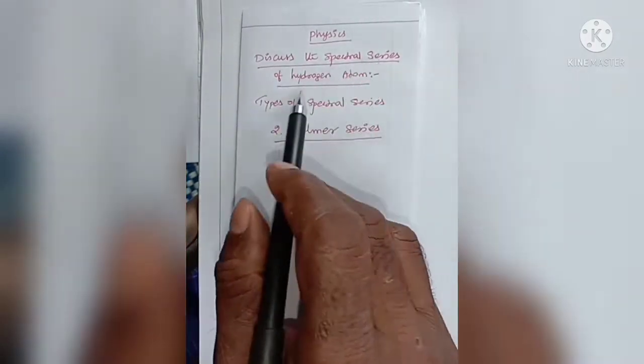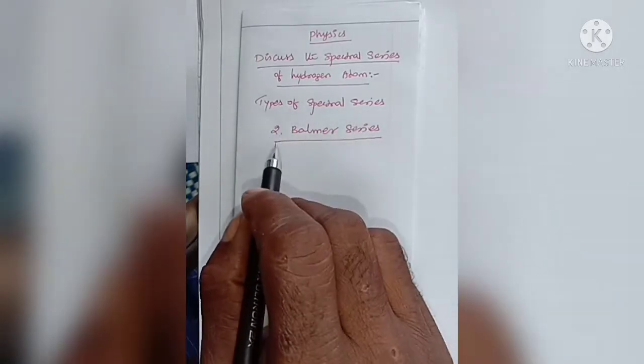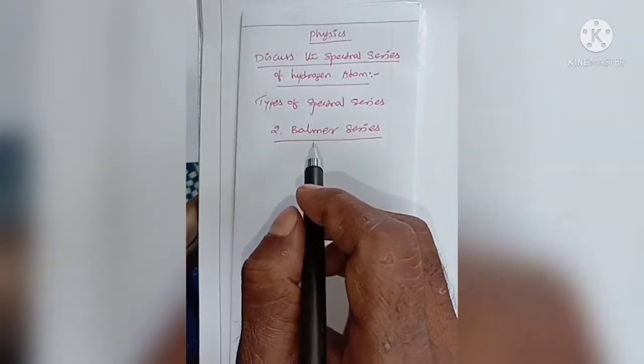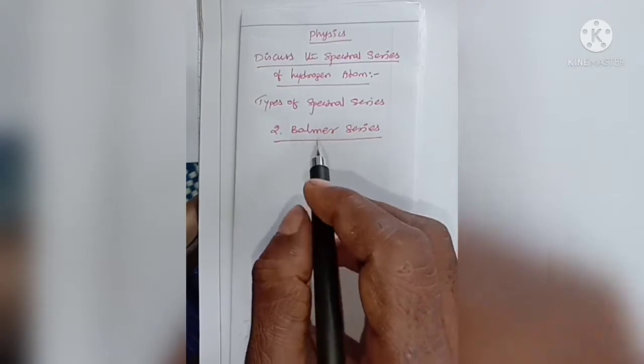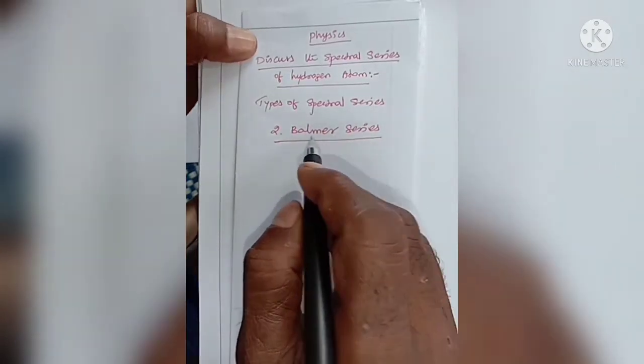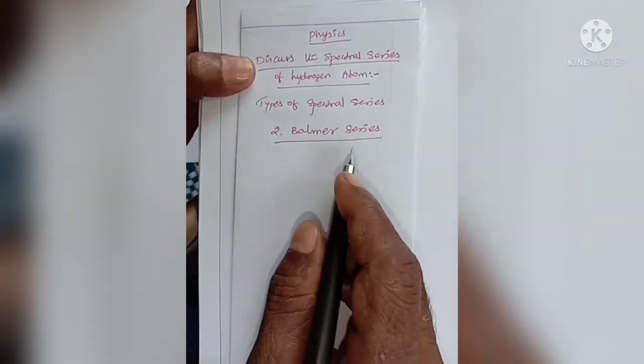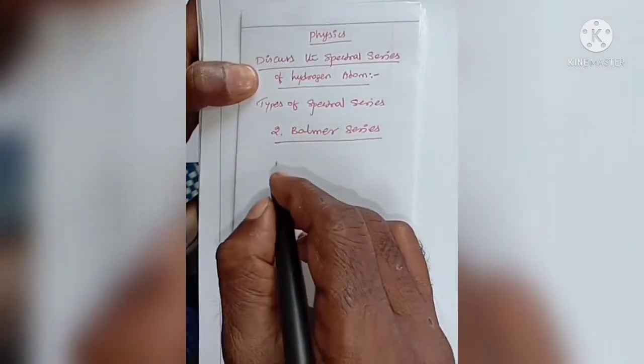Last video I discussed the spectral series of hydrogen atom. In the heading types of spectral series, first type Lyman series we saw. Next in the video, second type Balmer series we will see. The Balmer series lies in visible region.